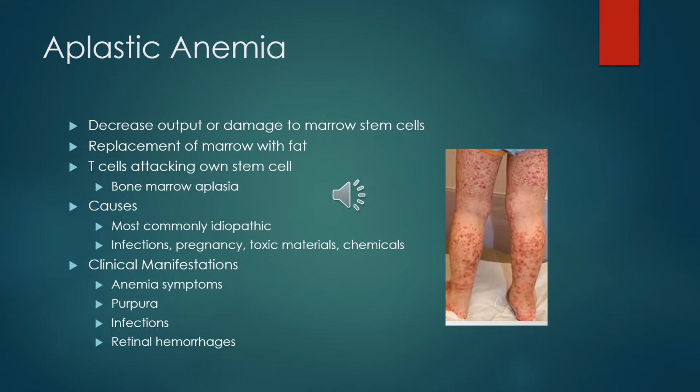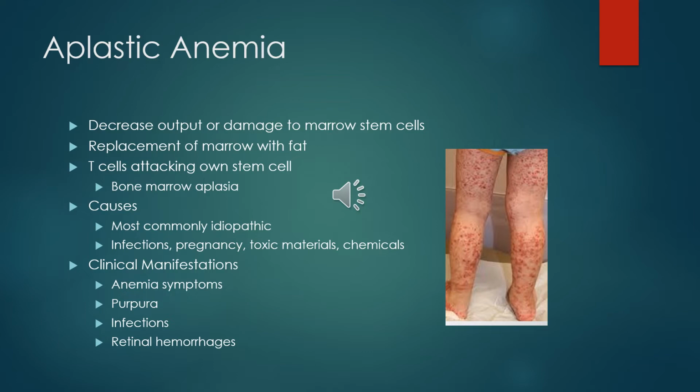Aplastic anemia is a very rare condition in which there is a decreased output or damage in the bone marrow stem cells. The T cells within the body, which are a subtype of white blood cells, start attacking the own cells of the bone marrow. This attack on itself causes the bone marrow to be replaced with fat. This results in decreased hemopoiesis, which is the formation of blood.